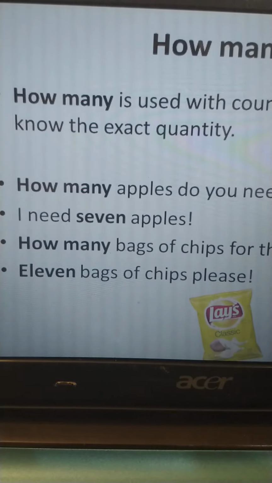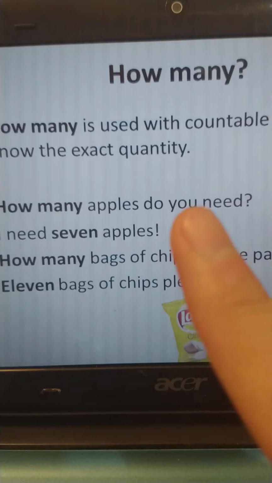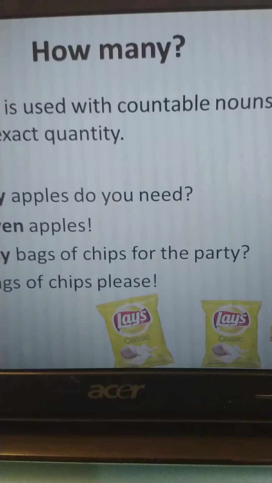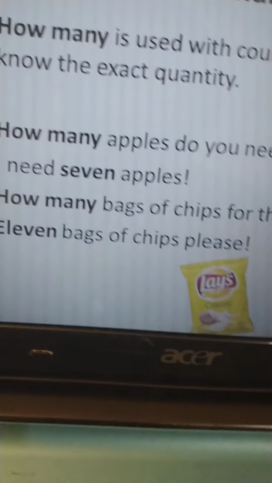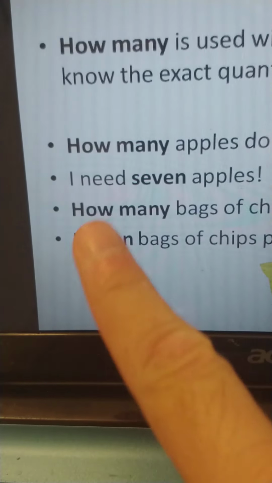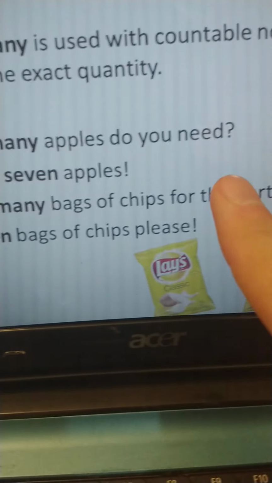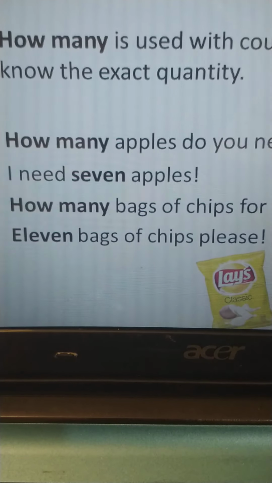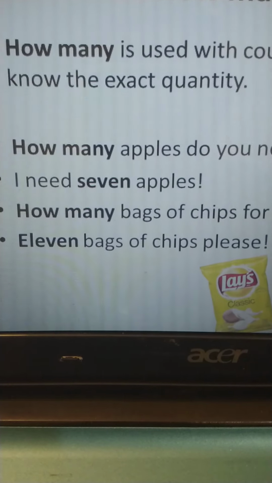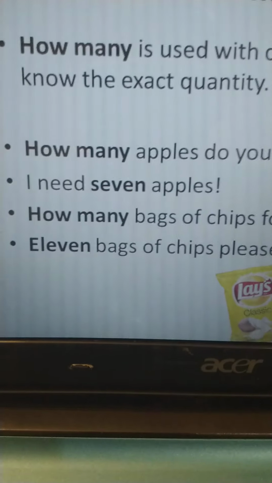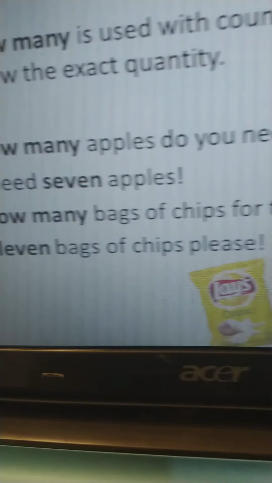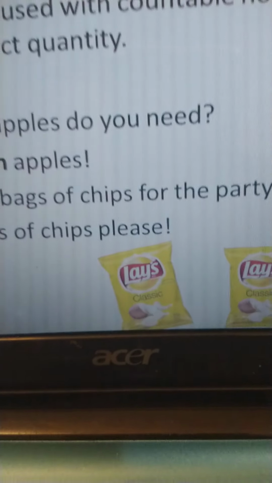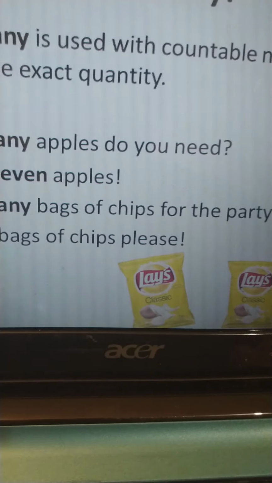Now, another way to ask about exact quantities is with how many. And how many is used with countable nouns, those objects that can be separated into units. So, example, how many apples do we need? We need 7. Okay, countable, that can be separated in units. 1, 2, 3, 4, 100, right? Another example question is, how many bags of chips for the party? And this person says 11 bags of chips, please. So a lot of bags. So maybe a lot of people are going to the party.